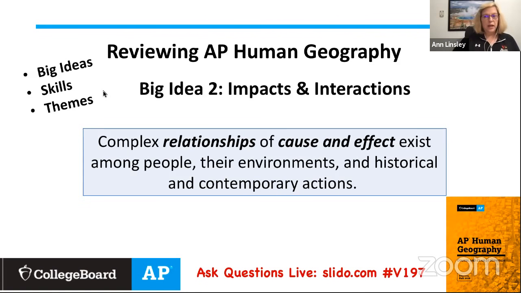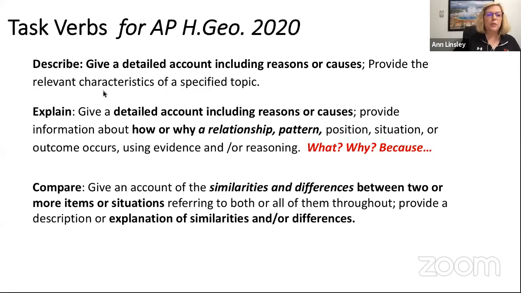All right, and that's what we're going to be talking about a lot more in the next couple of days. Particularly pay attention to the FRQ questions, because that's showing you that. So keep in mind our task verbs, and we're going to deal with these more in the next couple of days. Describe, explain, and compare, okay?